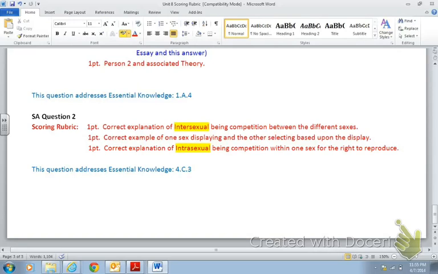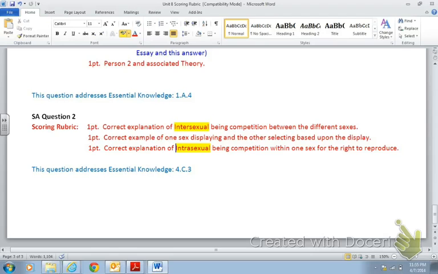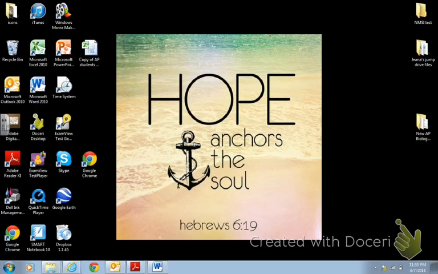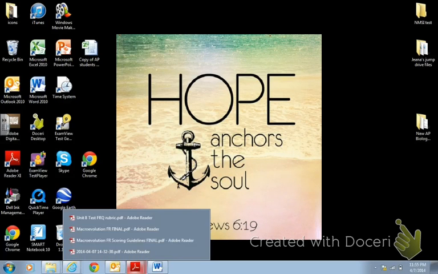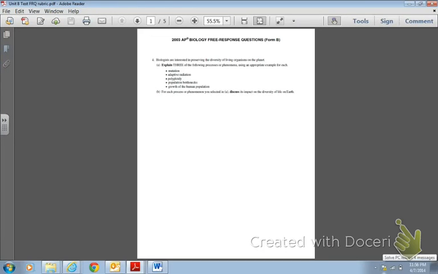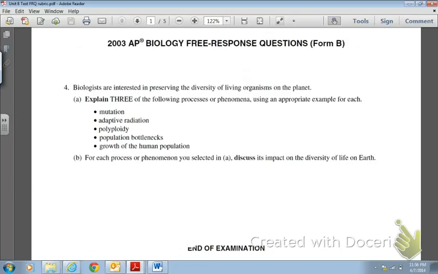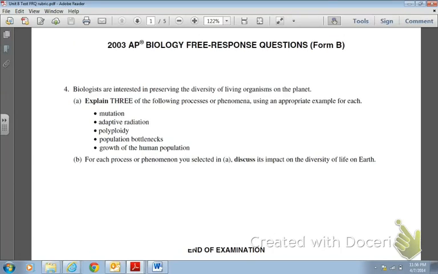All right, and then the long one, I've only graded one of the long ones. You should probably see that. We're going to grade the other one in class together, but as far as your test goes, I just put one answer there. Okay, so here was the question. Okay, so explain 3 of the following processes or phenomenons. So, okay, remember what that word right there is. Explain.